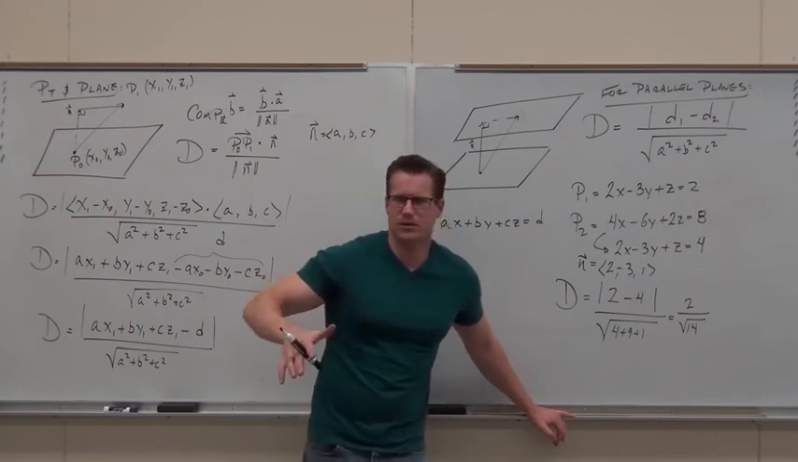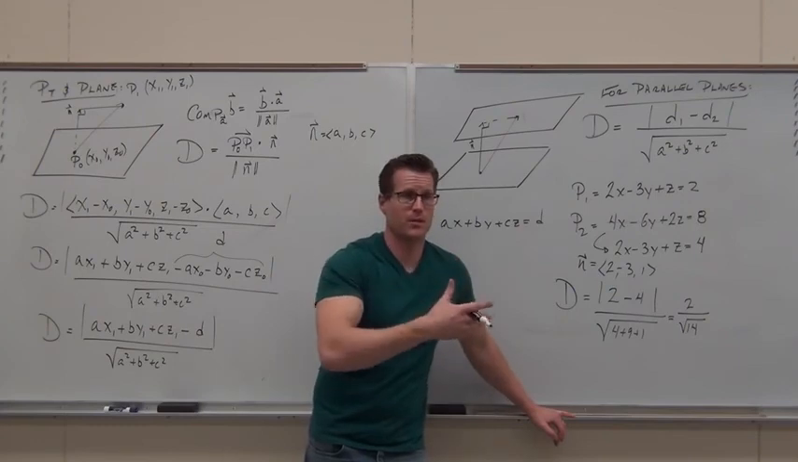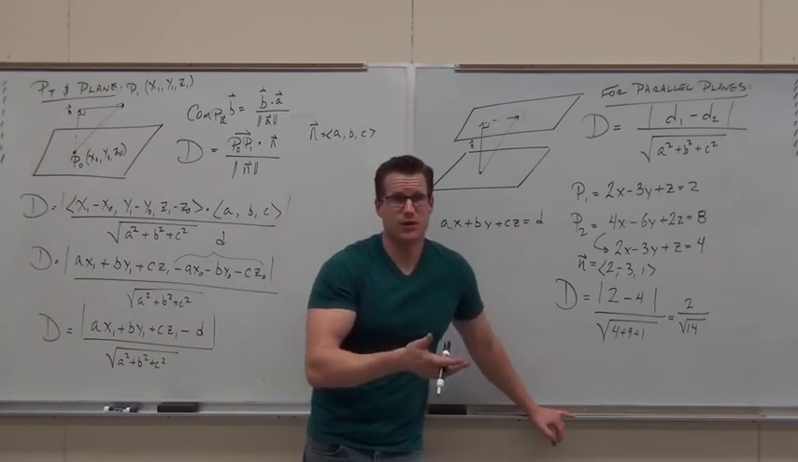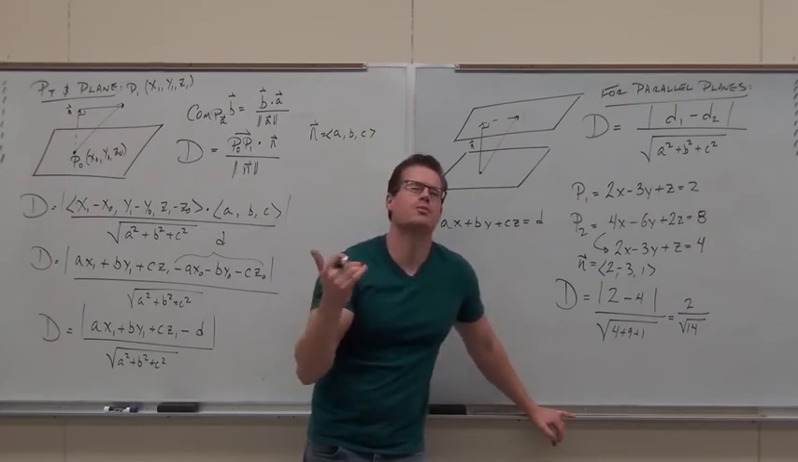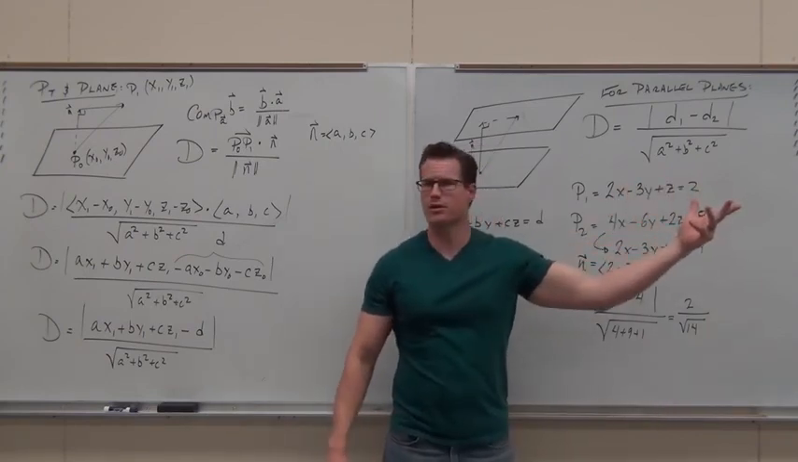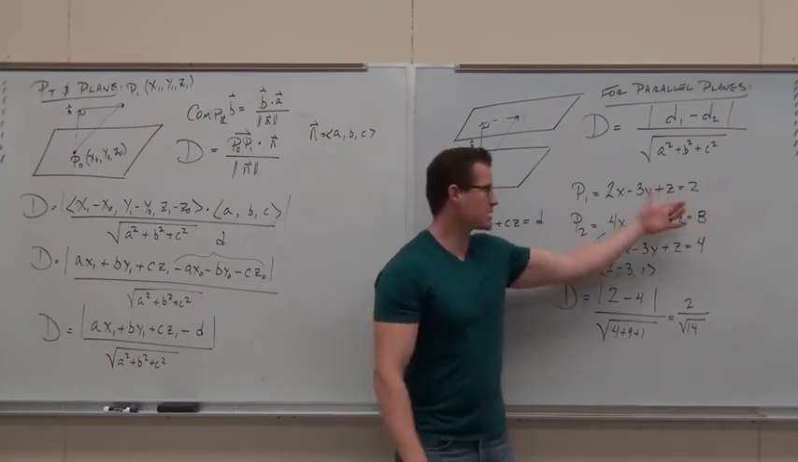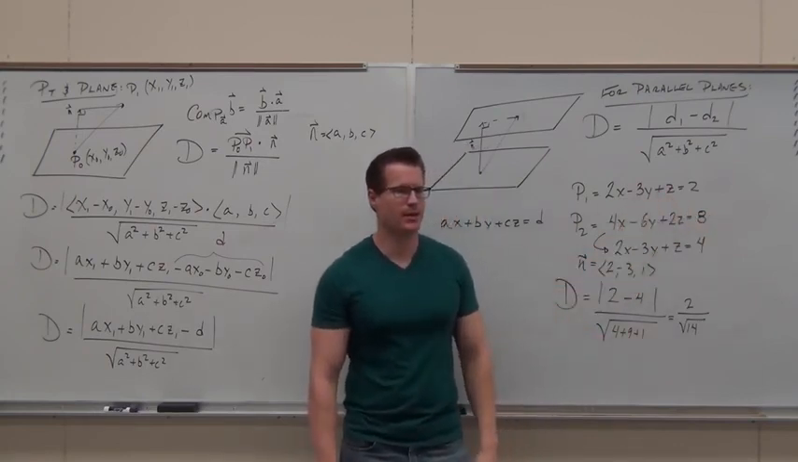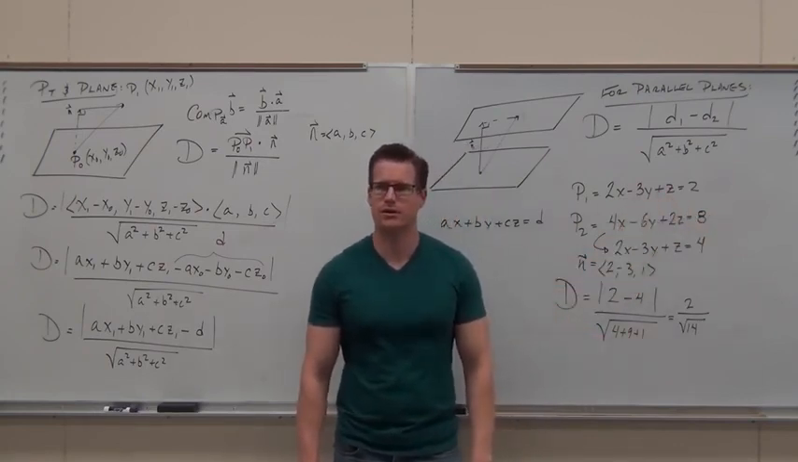Are you guys okay with that? I want to make sure you see where the numbers are coming from. If you have to find distance between planes and you know they're parallel, take these two D's, subtract them, whatever order, doesn't matter, absolute value says it doesn't matter. Subtract them, divide by the magnitude of the common normal vector, and you're good to go. Head nod if you're okay with that one.